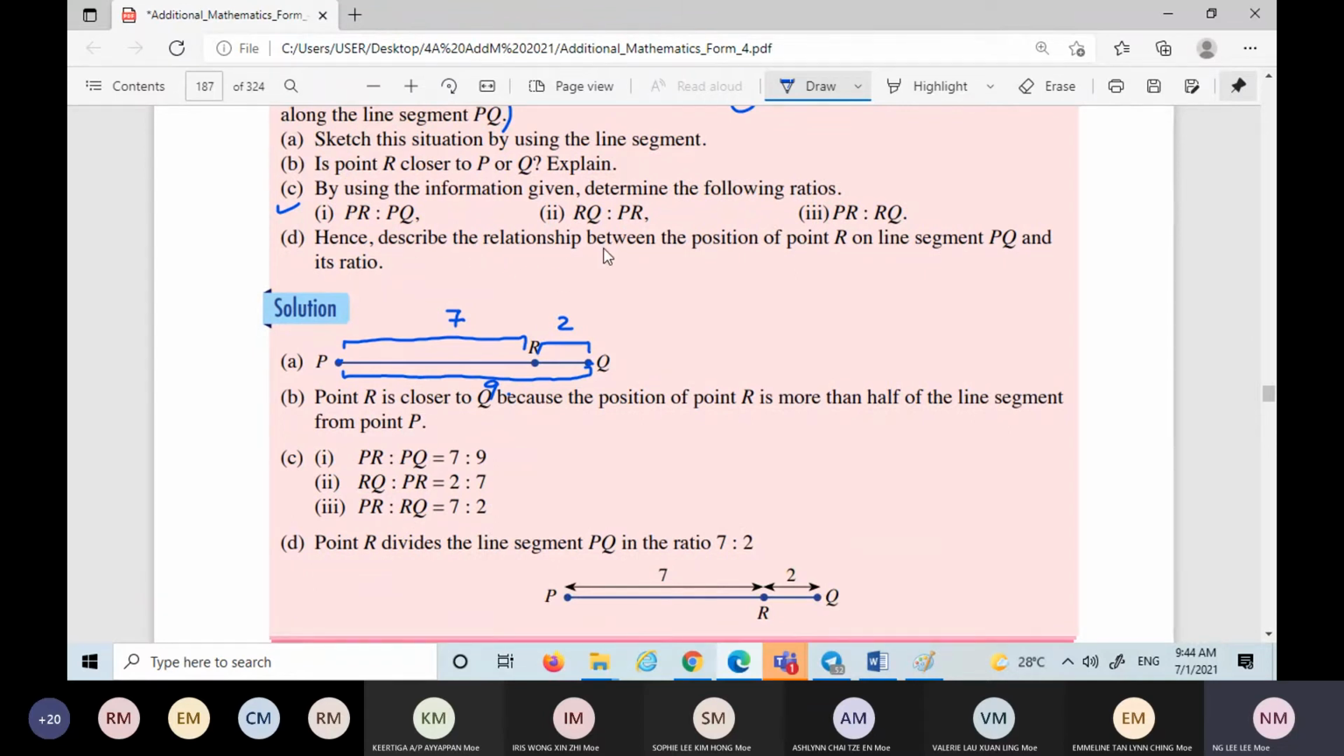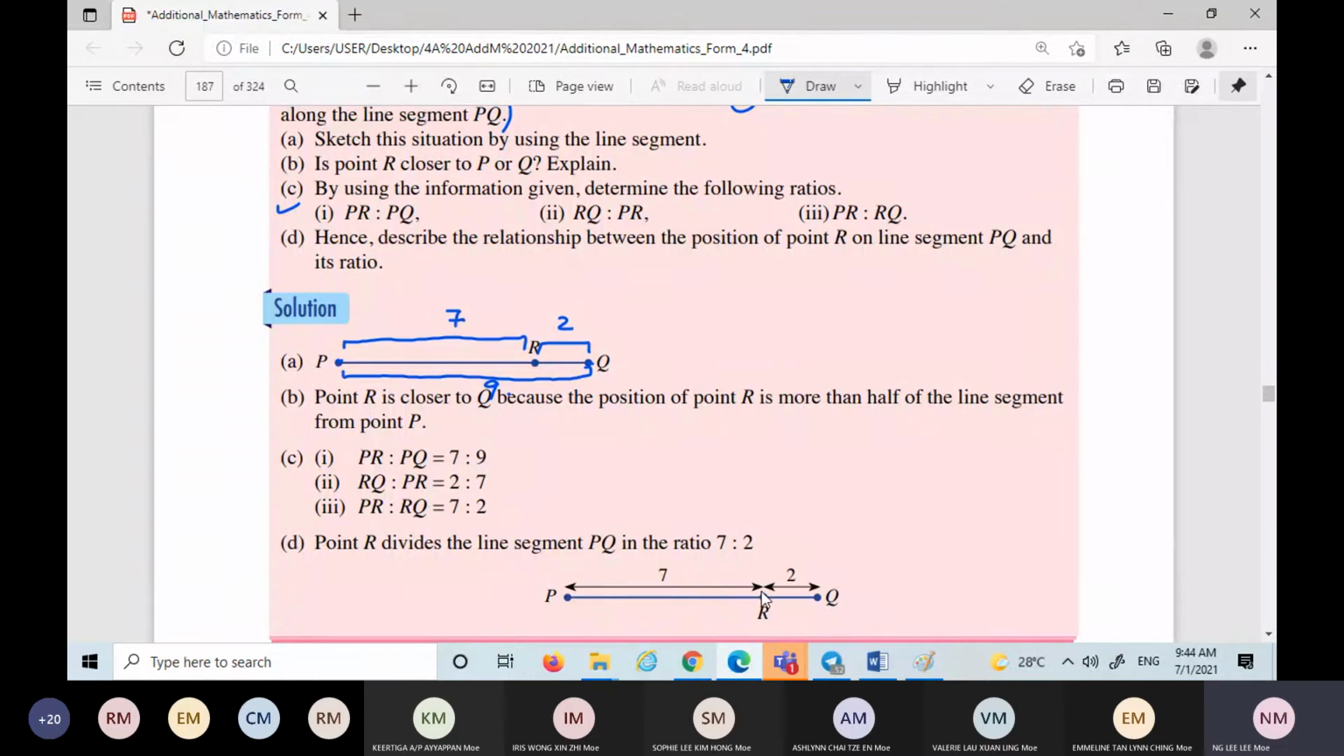Okay, part D. You've got to describe the relation between the position of point R on the line PQ and its ratio. You just say in this way. Okay, R divides the line segment PQ in the ratio 7:2. So this is very important because always the question will give you this. You've got to understand the meaning of this.